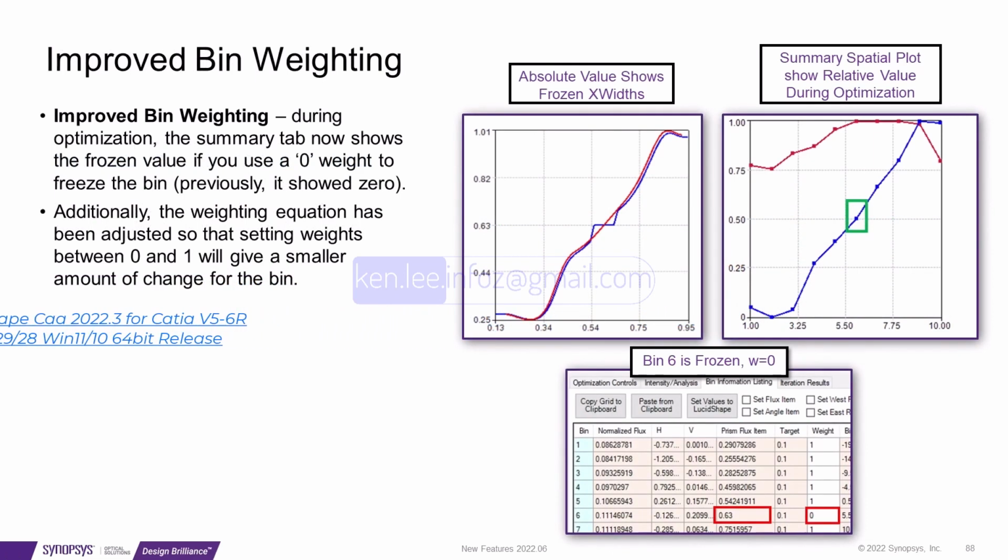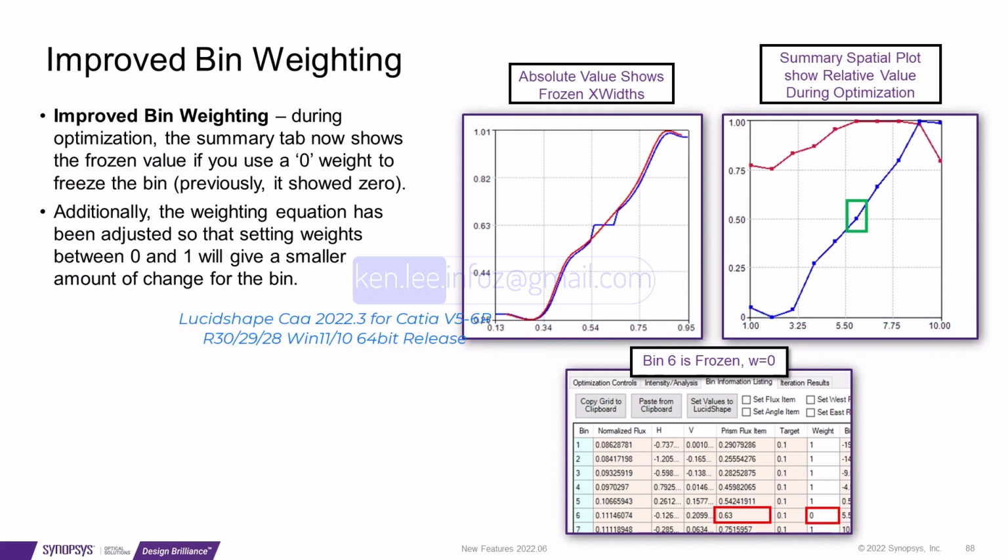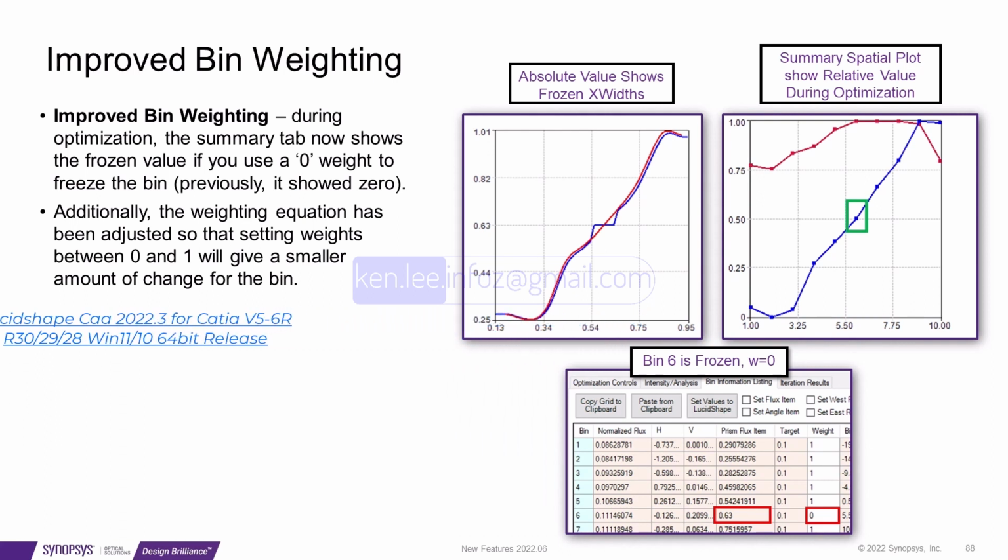Improved bin weighting. During optimization, the Summary tab now shows the frozen value if you use a 0 weight to freeze the bin. Previously, it showed 0. Additionally, the weighting equation has been adjusted so that setting weights between 0 and 1 will give a smaller amount of change for the bin.